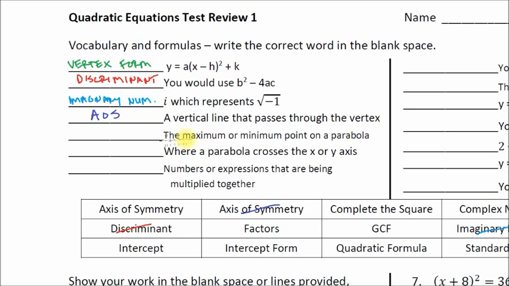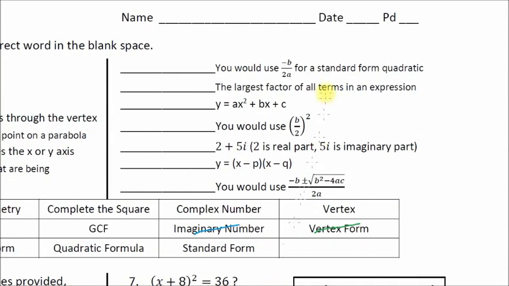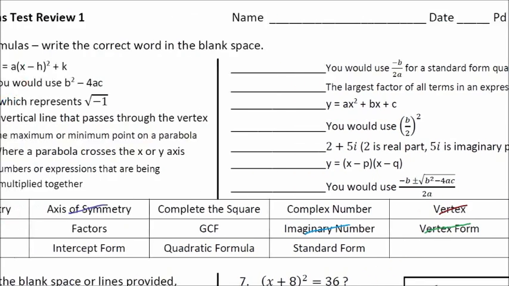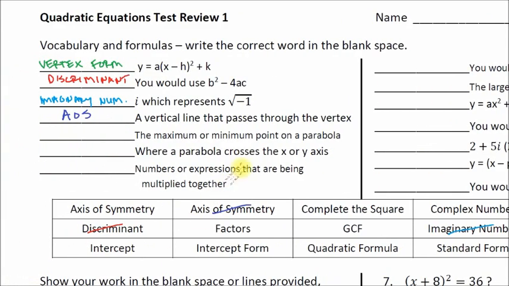Okay, the maximum or minimum point on a parabola. We've learned this one many times before as well. If we take a look at our boxes, we've got the vertex. Remember, if the parabola is upside down or opening down, it's the maximum. If the parabola is opening up, it is the minimum. So that is called the vertex.